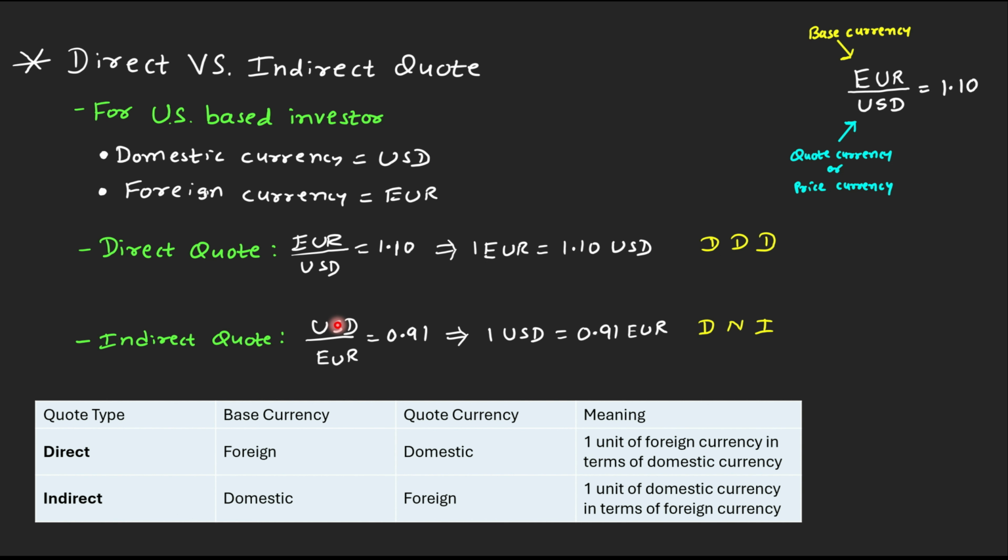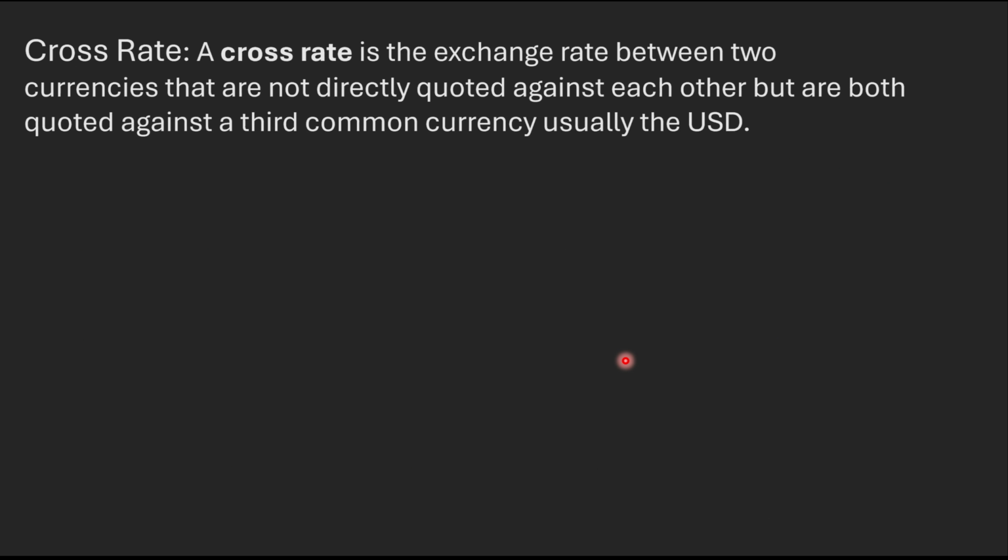Okay, so just to summarize, if we have a direct quote, the meaning will be 1 unit of foreign currency, which is EUR, in terms of domestic currency. And when we have an indirect quote, it means 1 unit of domestic currency, which is USD, in terms of the foreign currency. All right, so that's just a brief understanding about direct and indirect quotes, and we can move on to the cross rates.